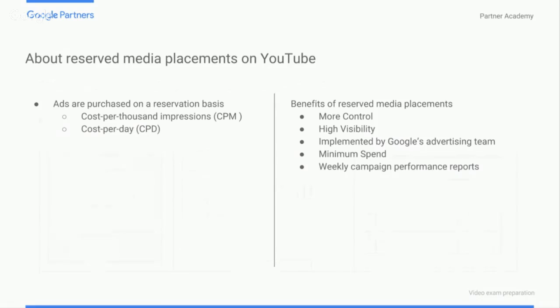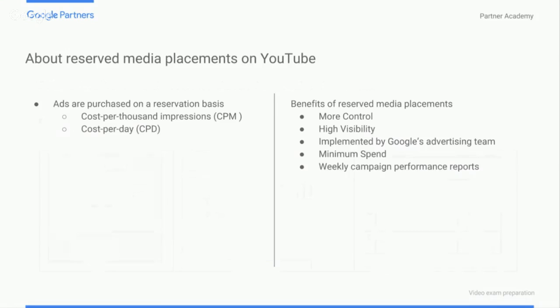So let's talk a little bit about reserved media placements on YouTube. And these ads are purchased on a reservation basis. So you can pay for them either cost per 1,000 impressions, so that's CPM bidding, or cost per day. And these ads are the ones that you see on either YouTube mobile or YouTube desktop, and they can take over the whole YouTube homepage or just appear non-skippable before a video appears.